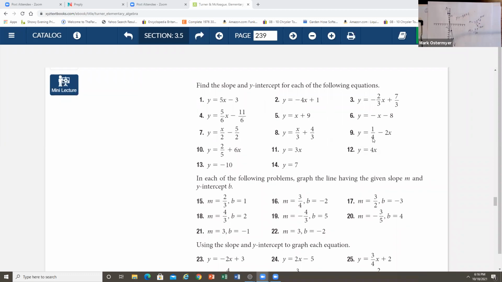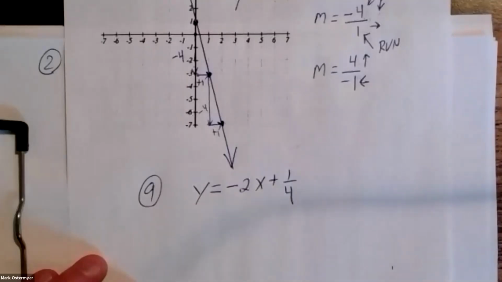Number 9 is a little bit turned around. They need to flip those terms around and call it negative 2x plus 1/4 to put it in the slope-intercept form. So number 9 is a little out of whack there. They should write the equation as negative 2x plus 1/4 if they want it in strict slope-intercept form for number 9.